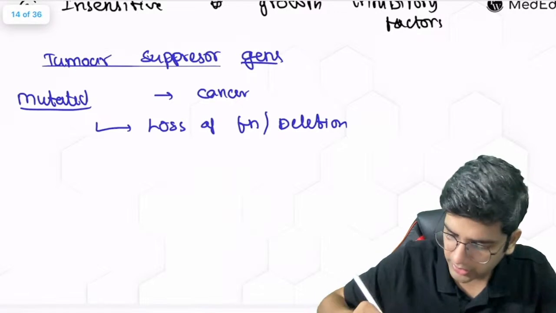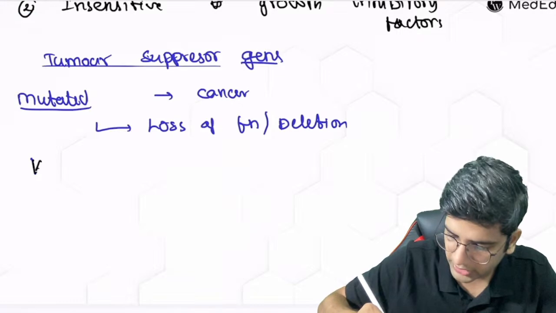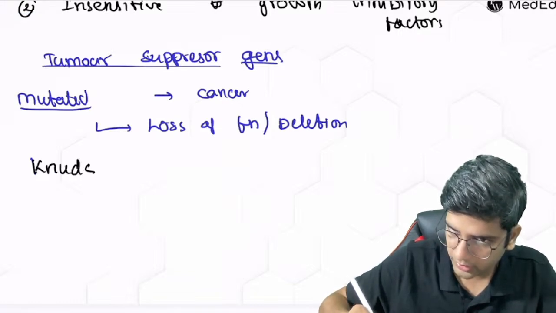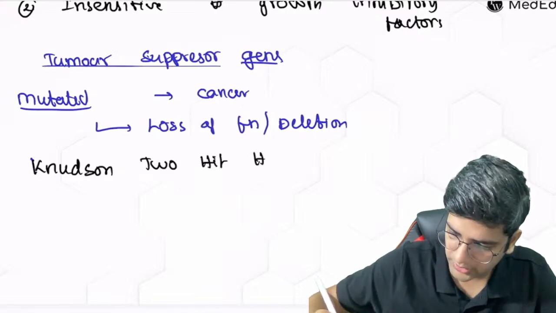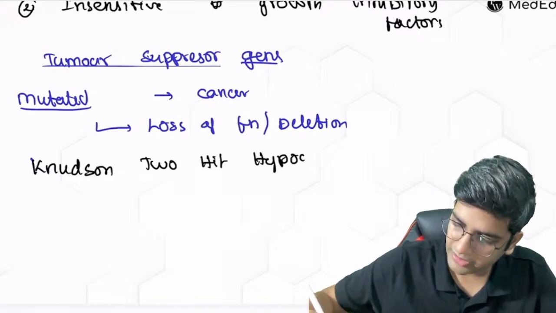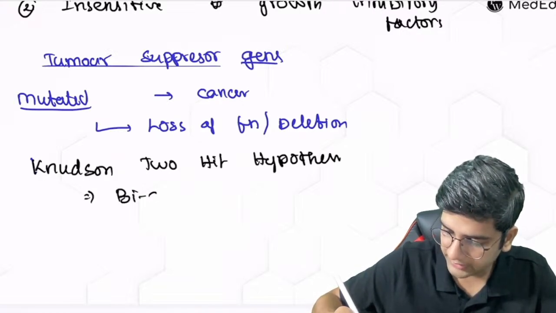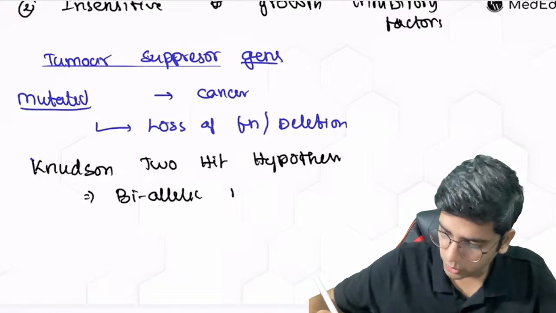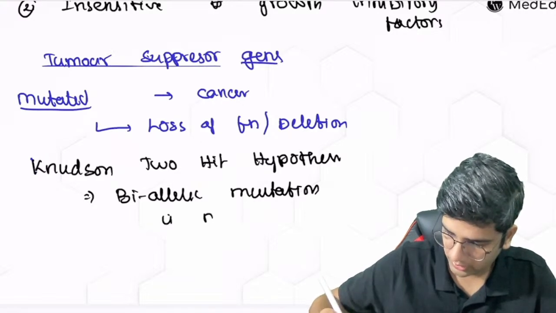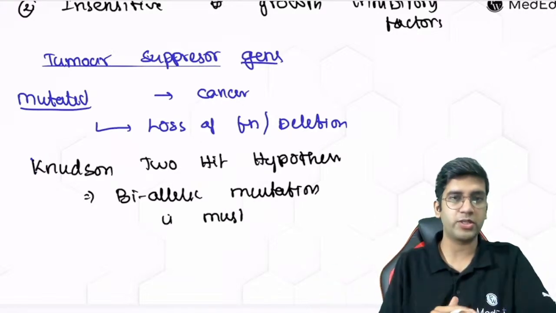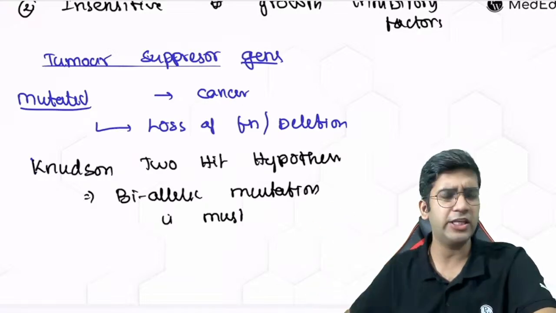Perfect. This is called Knudson's 2-hit hypothesis. This is very important. Do mention this, right? Knudson's 2-hit hypothesis. The name is important. So Knudson's 2-hit hypothesis said biallelic, that's 2 allelic mutation, is a must to cause cancer with respect to tumor suppressor gene. Without biallelic mutation, you will not have a tumor suppressor gene induced cancer. It has to be biallelic mutation only, right?